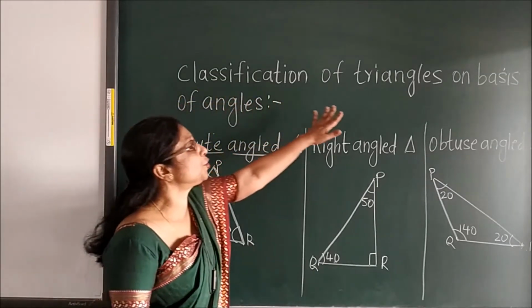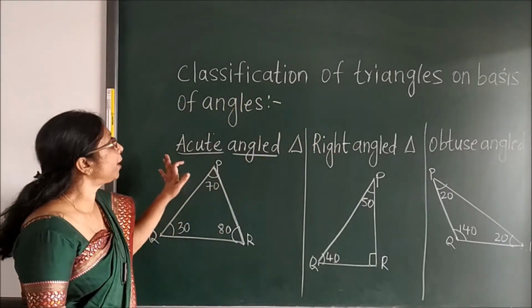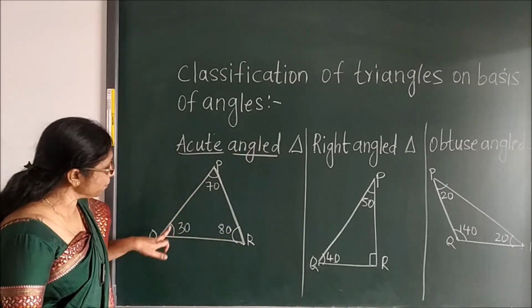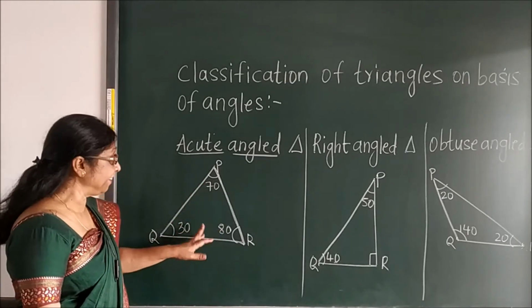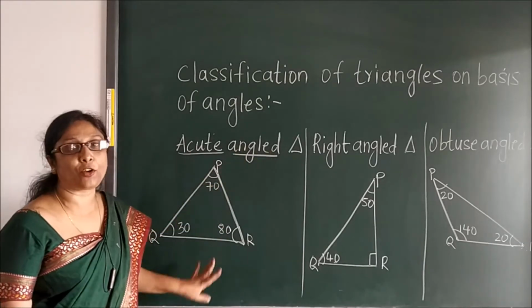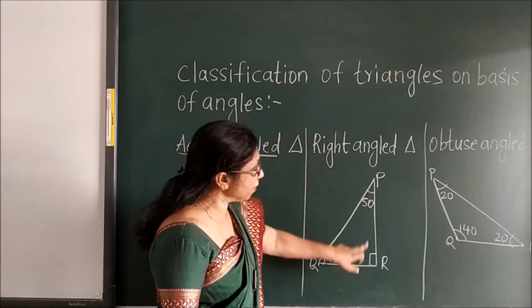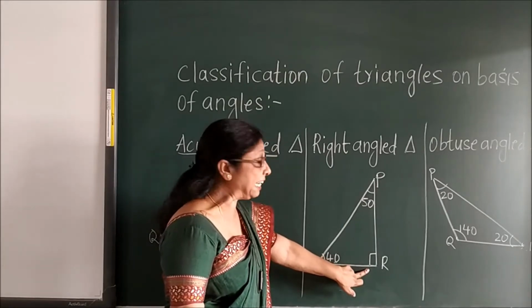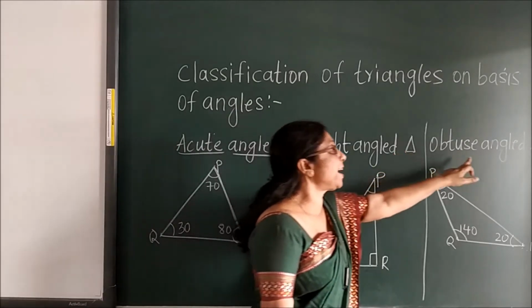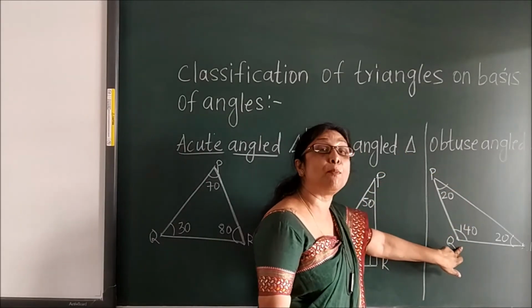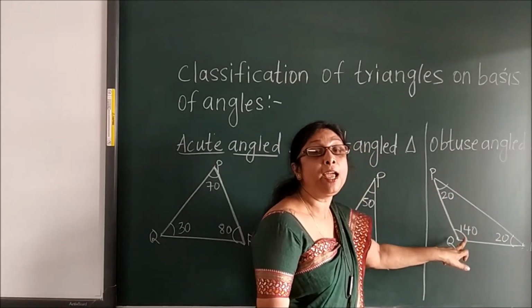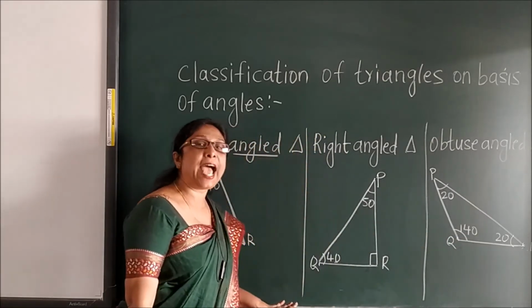Now here, classification of triangles on the basis of angles. Here, the acute angle triangle. You can see the triangle here and each measure of the angle is less than 90. When all the angles of a triangle are less than 90, we call it an acute angle triangle. Right angle triangle, when one of the angles of the triangle is 90 degrees, we call it a right angle triangle. And the obtuse angle triangle, when one of the angles is more than 90, we call it an obtuse angle triangle.